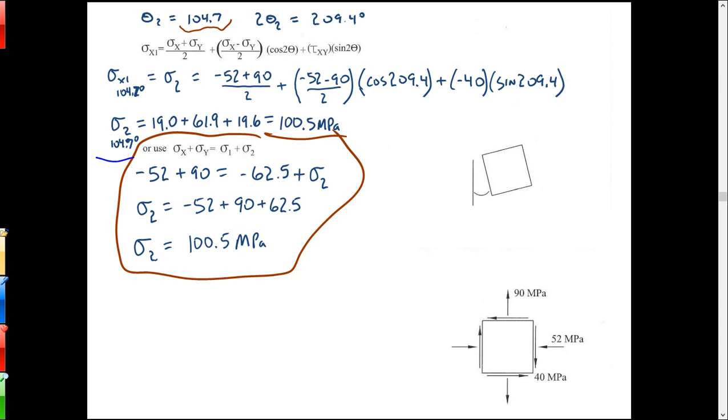Okay. So if you've got a spreadsheet or something programmed on your calculator, this is how I do it. If you don't, and you're in a hurry, use this shortcut formula. It's quicker. You always have sigma x and y. If you just found sigma 1, which is one of the principal stresses, you can use that to find the other principal stress. It's quicker than doing all this stuff up here, okay? So either way you do it, you get 100.5, and that occurs at 104.7, okay? So we doing all right with that?